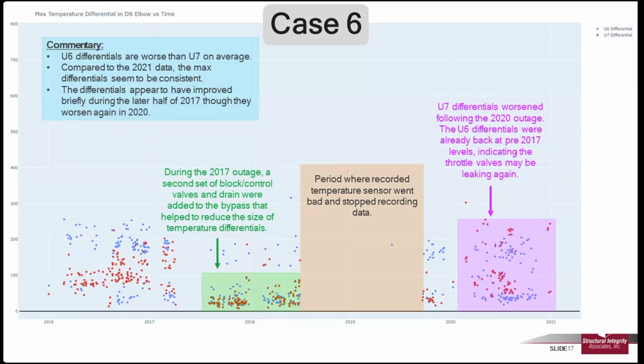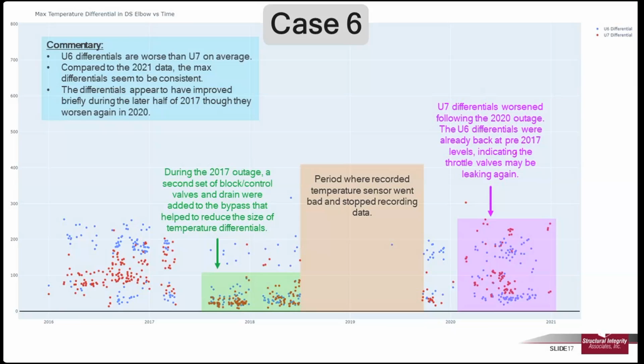During that outage, they rebuilt their throttle control valve for the spray water line itself. After they did that, you can see the magnitude of the differentials that they're getting at that downstream elbow is significantly smaller. We're down to less than 100 degrees. So unfortunately, then we get to 2019, and one of the temperature elements stops working.